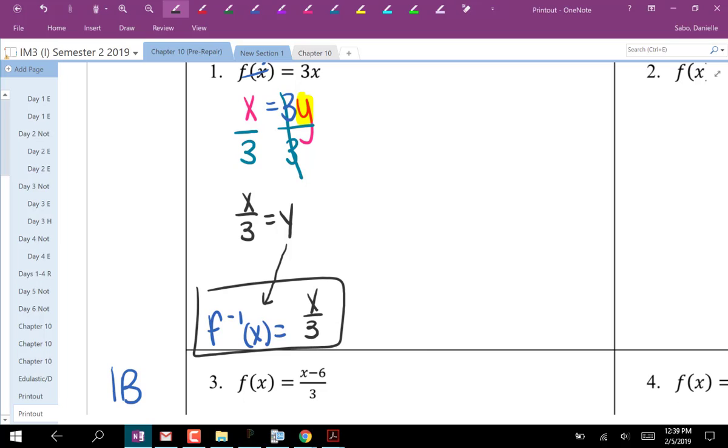So here it says 3 times y. So to do the opposite, I have to divide. Well, look, my answer had dividing by 3. Check. It's a great way to figure out if you did it right.